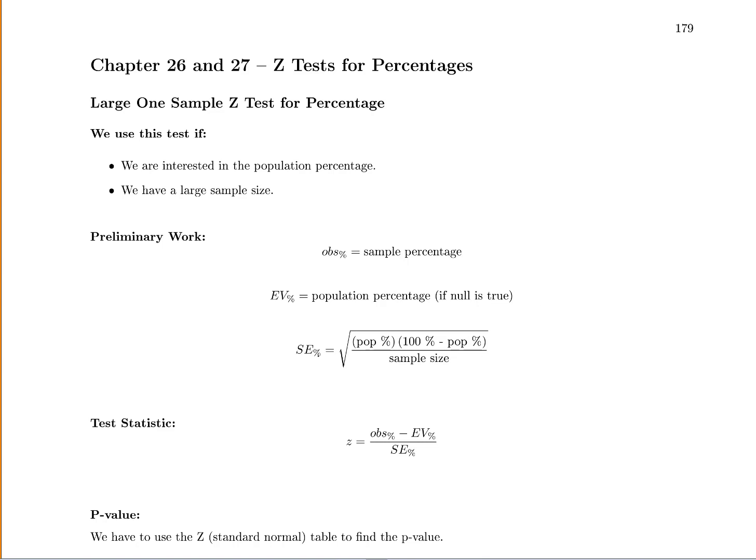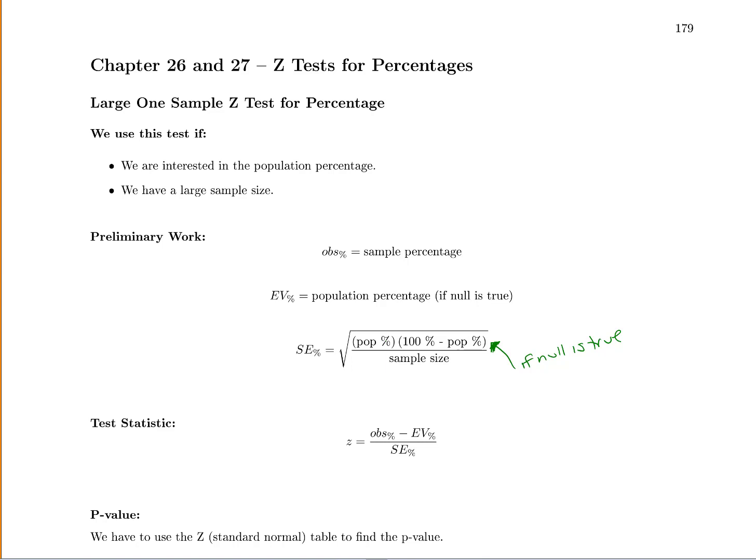And the standard error for the percentage, well, remember our formula so far has been the square root of population percentage times 100% minus population percentage over sample size. And when I say population percentage, again, we don't know what that population percentage is, but we'll say that's the population percentage if the null is true. So whatever you write in your null hypothesis, that's the population percentage you use here for expected value and the one used in the standard error.